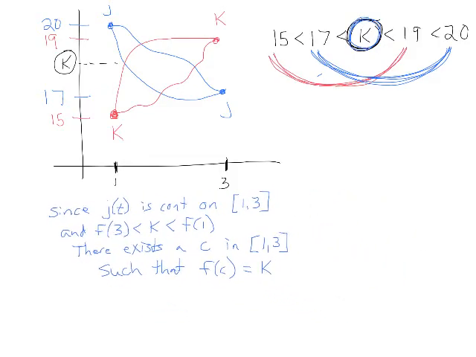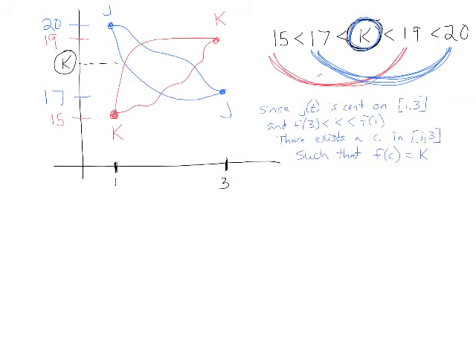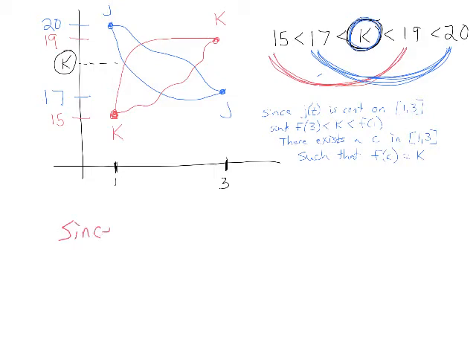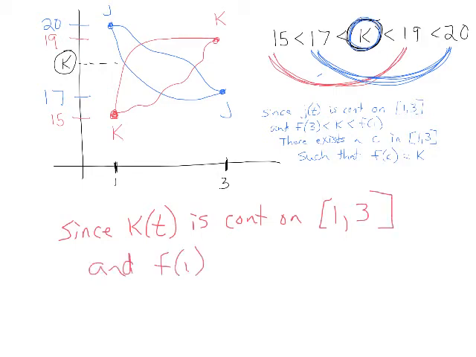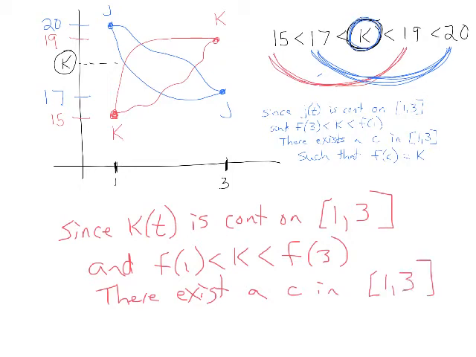And we can create the exact same scenario for the runner K. And we'd write that since k of t, we'll call k for K, is continuous on [1, 3], and f of 1 is less than k is less than f of 3, there exists a c in [1, 3] such that k of c equals k. And in retrospect, maybe calling the function k was a little bit misleading because this k is our black k, not our function k. So don't confuse this k with this k. Different values.